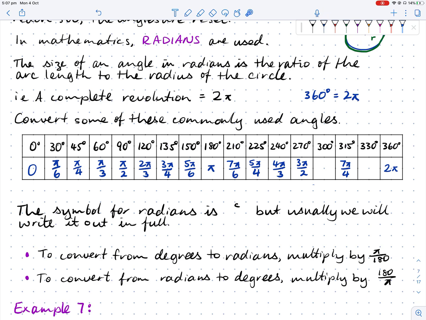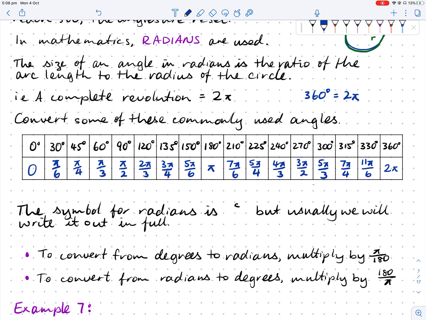When we get to 300, again, let's find an easy way of getting there. We could go 150 times 2. So 5 pi on 6 times 2 will give you 5 pi on 3. And then 330 degrees is 360 minus 30. So I've got 2 pi, and if I take off 1/6, that's going to be 11 pi on 6. So lots of practice with fractions.